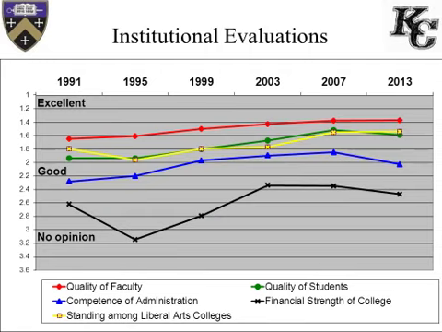I see competence of administration and financial strength of the college. I was wondering why they thought the financial strength went down. You think that was because of the recession, or were there other factors that would impact that?